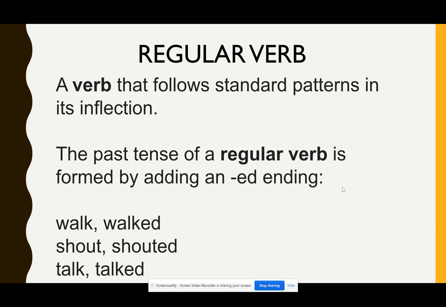Hi class. So this week we are looking at verbs, and in this PowerPoint presentation we're going to look at some regular and irregular verbs.